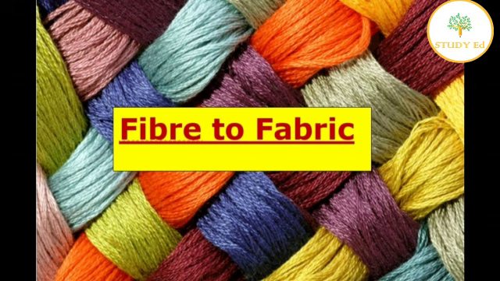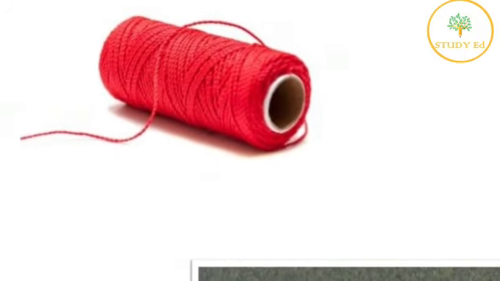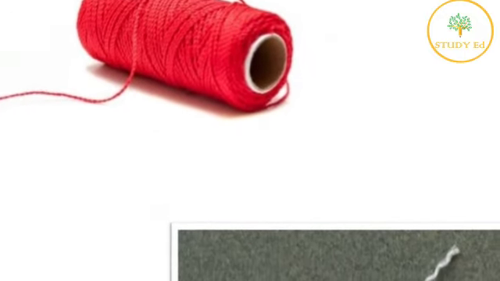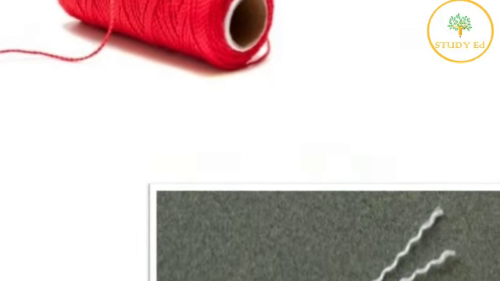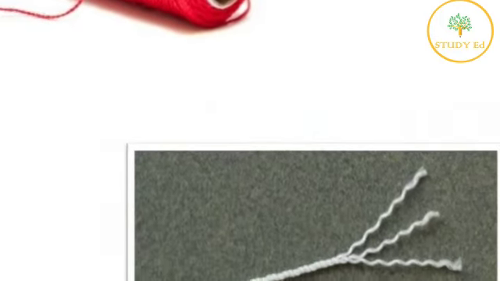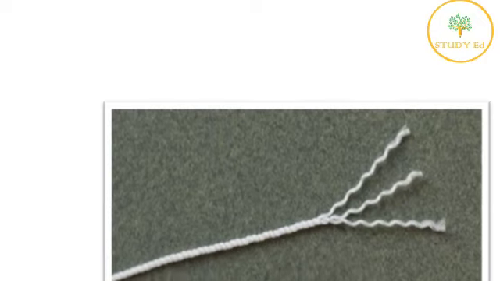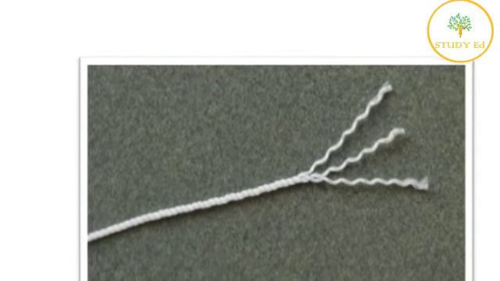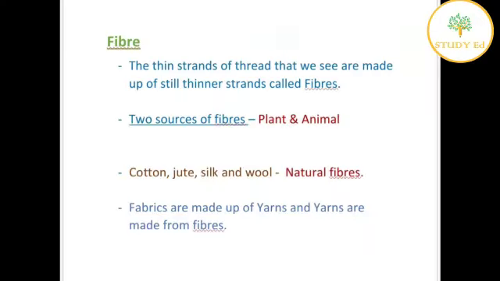Now, what are fabrics made up of? Fabrics are made up of fibers. Now, let us see what are fibers. Here is the image of a yarn which is rolled with a fiber, and that single strand of a fiber is made up of multiple thinner sized strands. As you can see here in the image, let us see the definition. The thin strands of thread that we see, which are made up of still thinner strands, are called fibers.